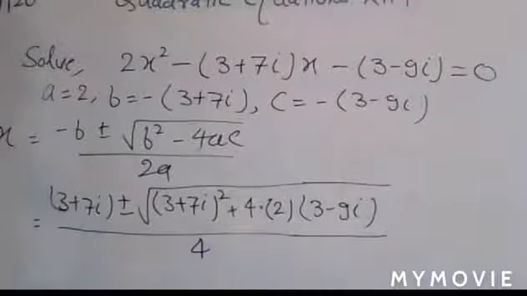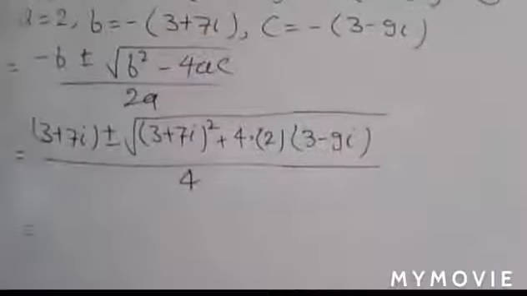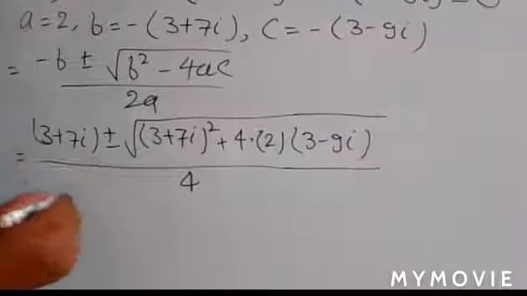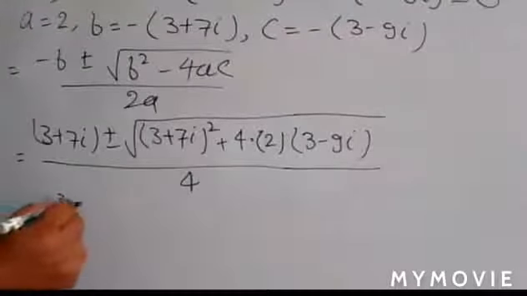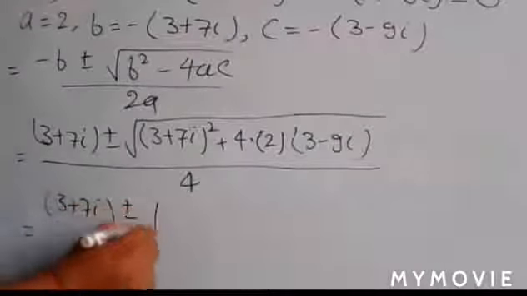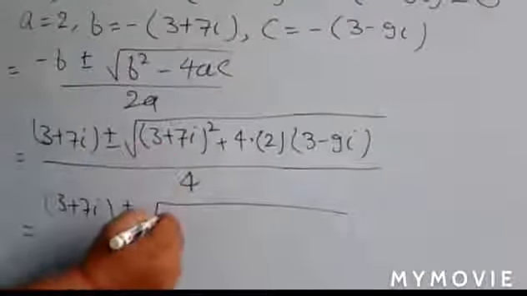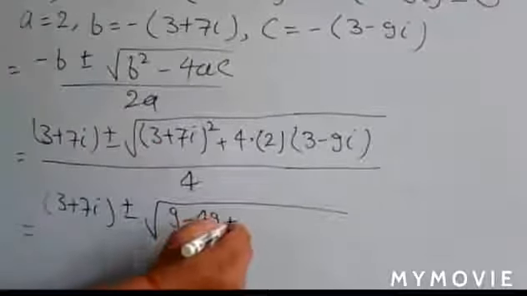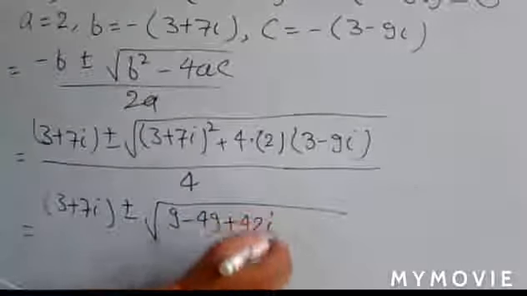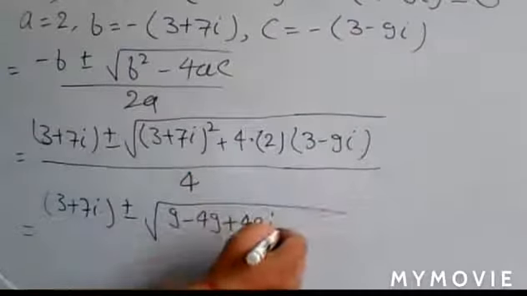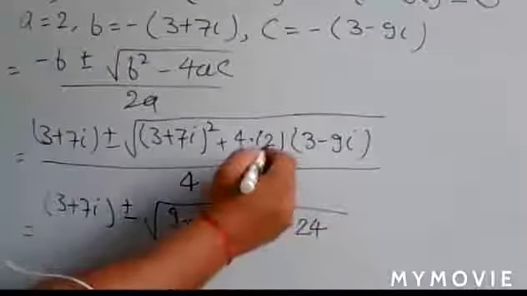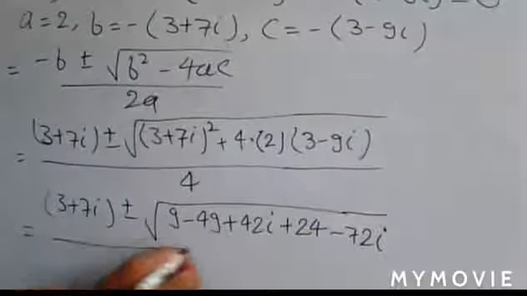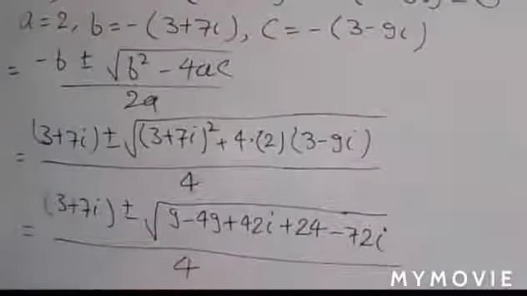Which method do you use to find the square root of this type of number? Just check it. So here you have 3 plus 7i plus minus, simplifying: 9 minus 49 plus 42i, and here you have 4 2s are 8, 3 8s are 24, and 8 9s are 72i, whole divided by 4.